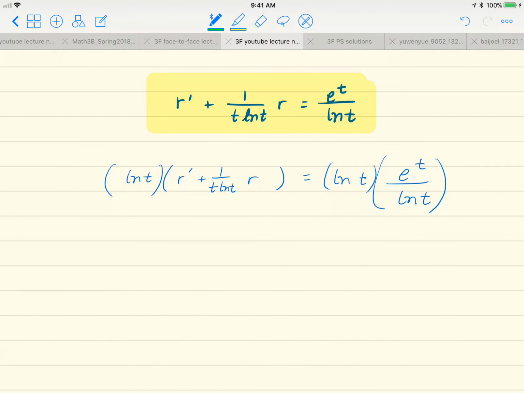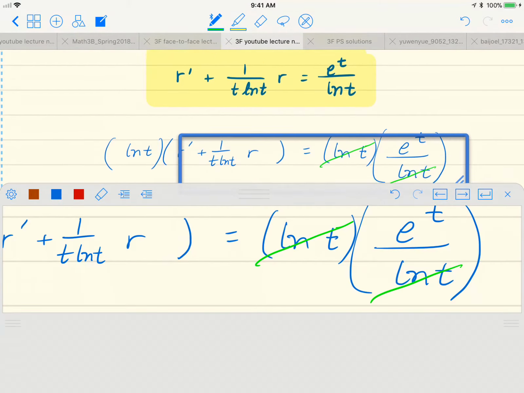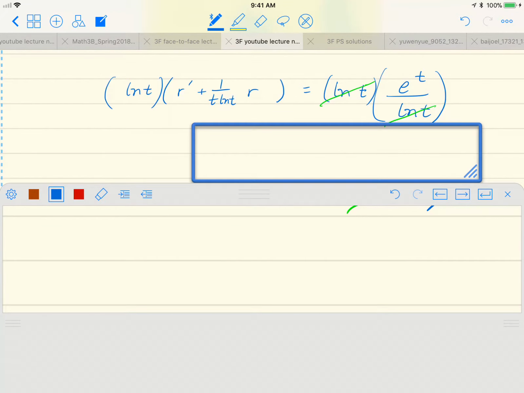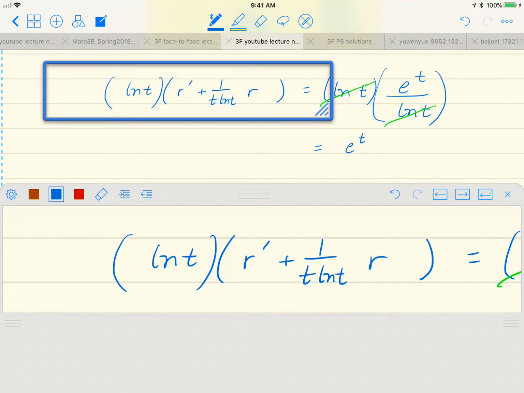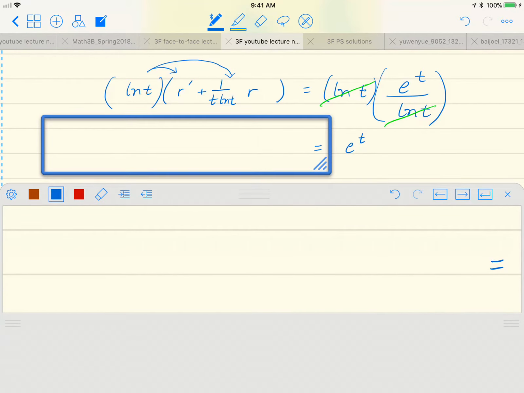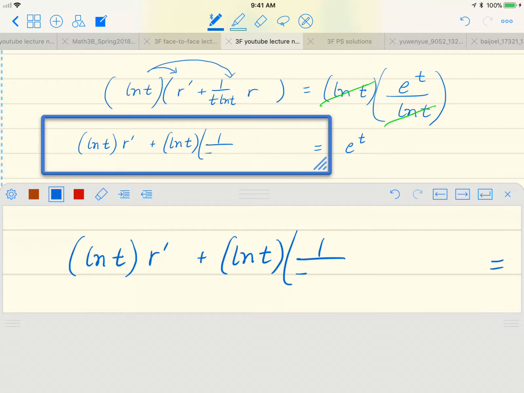So this natural log of t in the numerator and the denominator will cancel each other out, so that's easy. So over here we'll have the right hand side equals e to the t. And what about the left hand side? Let me just expand, right? I'll multiply here, and then I'll multiply it by here. So for the left-hand side, I'll get natural log of t times r prime, plus natural log of t times 1 over t natural log of t times r.